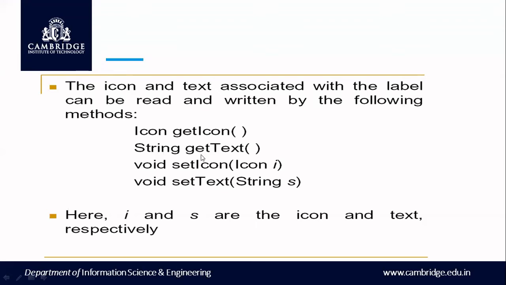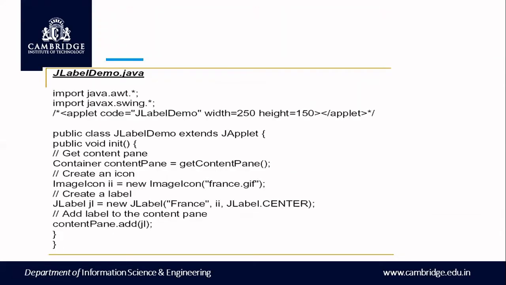getIcon, setIcon. setIcon is used to edit, setting the icon. Specify the new icon here. getText is used to retrieve the existing text. If you want to set text, you need to specify it in string S in setText. So these are used to edit your icons, edit your JLabel. Now next, there is a simple JLabel program.